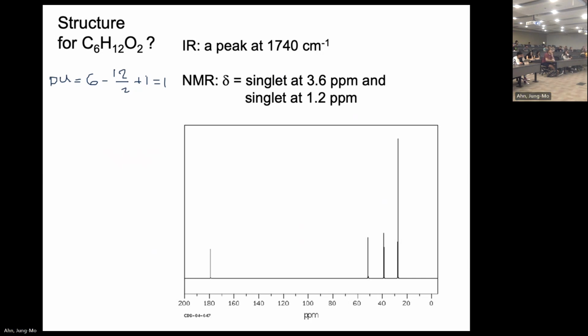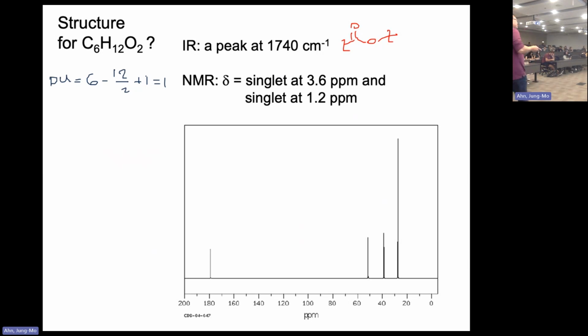But thankfully, the IR is given. We got a peak at 1740. So what does 1740 mean? That means that we have an ester, right? So this basically tells us we have an ester in the structure, and an ester has a carbonyl. So the 1 degree of unsaturation we need to find must be coming from the carbonyl of an ester. There's no other information that we need to find out from here.